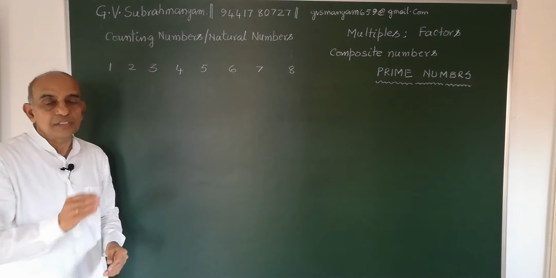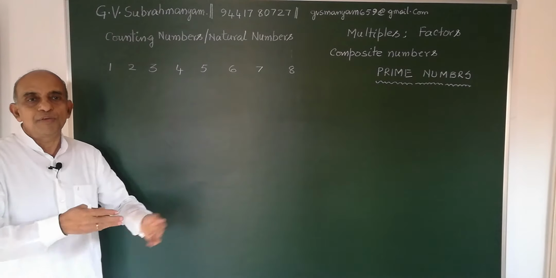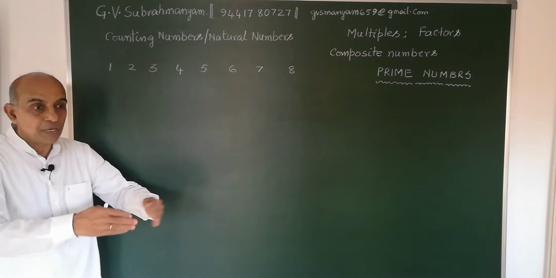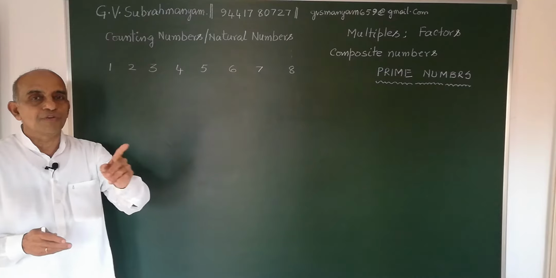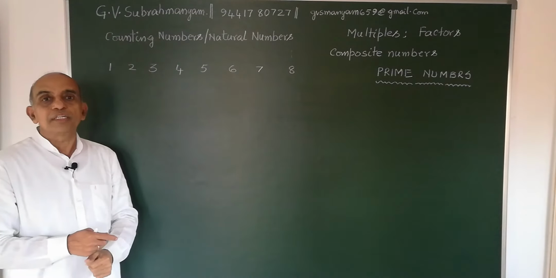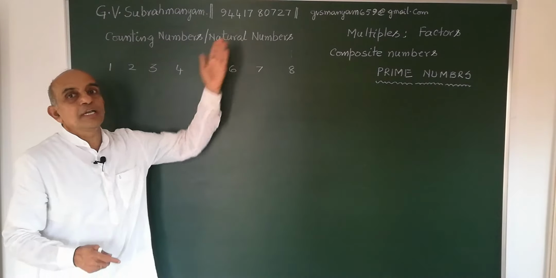When you are counting, say you are counting your friends. Suppose you go to a park to play with your friends and you want to see how many friends are there to play the game. So you will start counting 1, 2, 3, 4, 5, like that. So these numbers are called counting numbers, and they have a special name also called natural numbers.